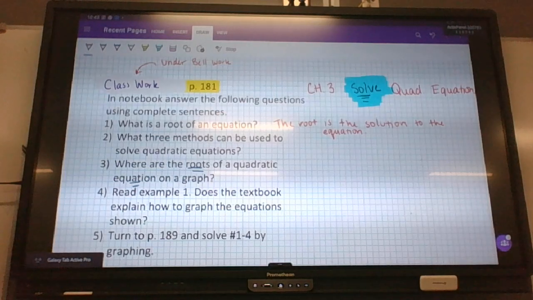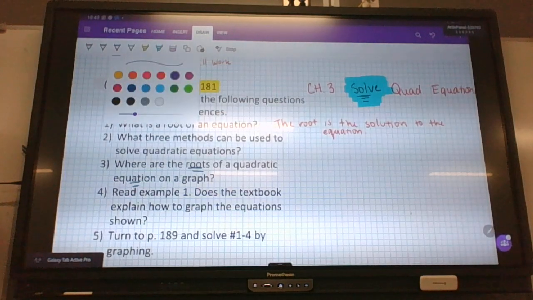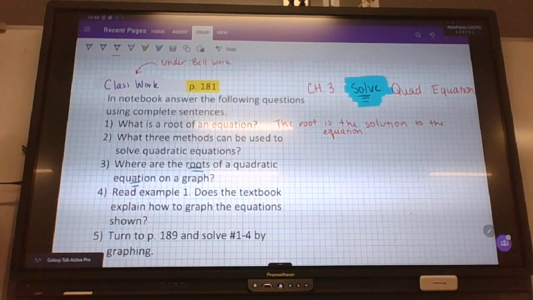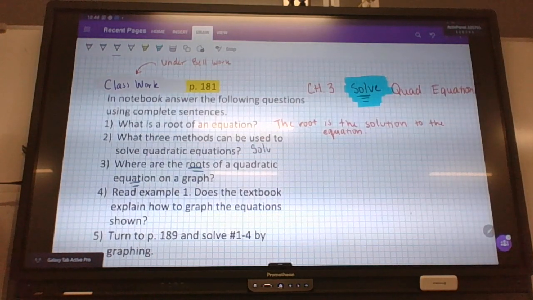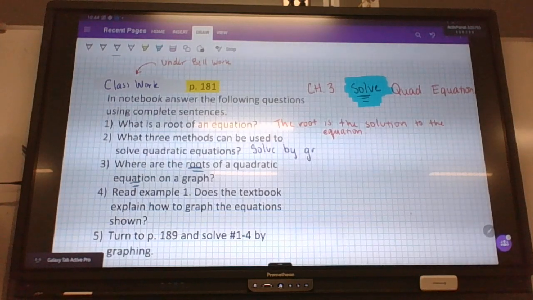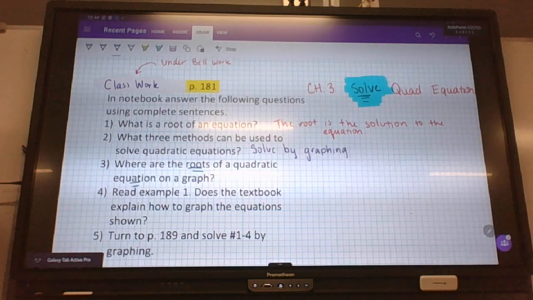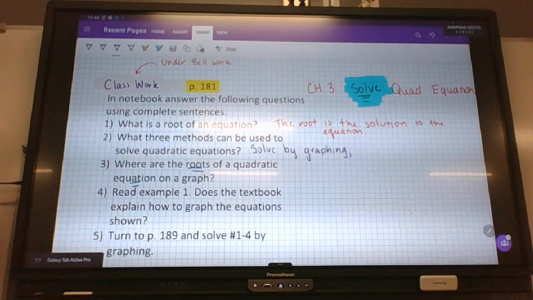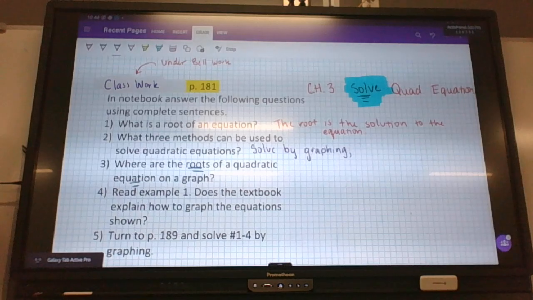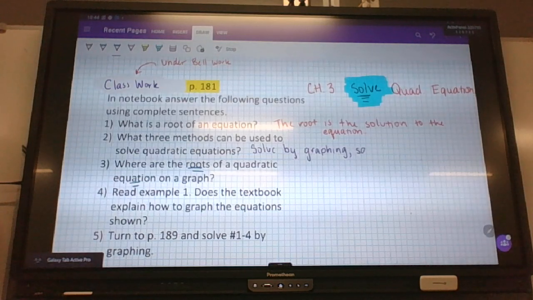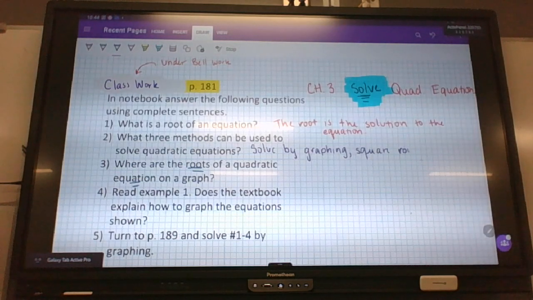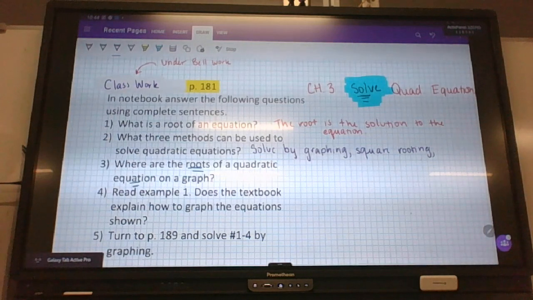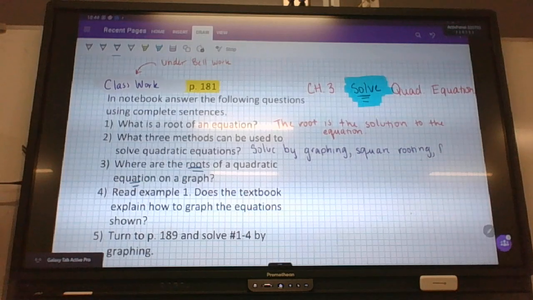What 3 methods can be used to solve? You can solve by graphing, which is cool because you guys already know how to graph. Graphing is something you already know how to do. What was the second one, Jaden, after graphing? Oh, square rooting. You guys are also good at that because you do that in geometry with the Pythagorean theorem. So that one's cool too. And the last one is factoring.